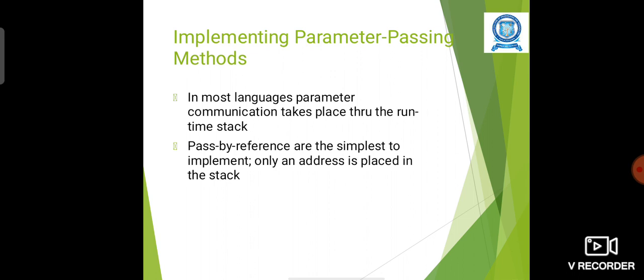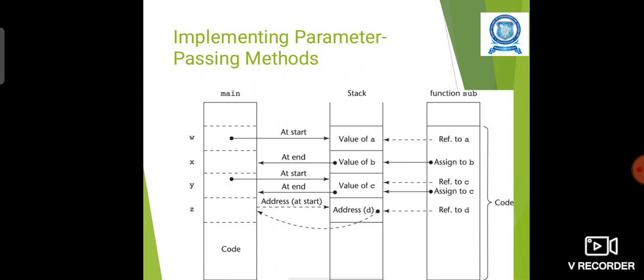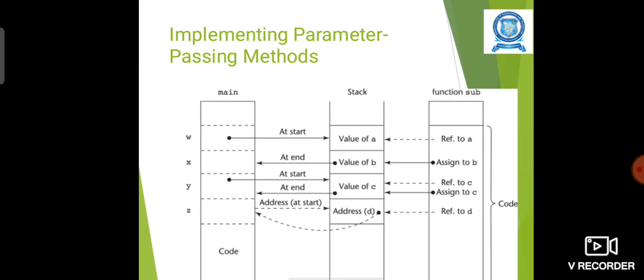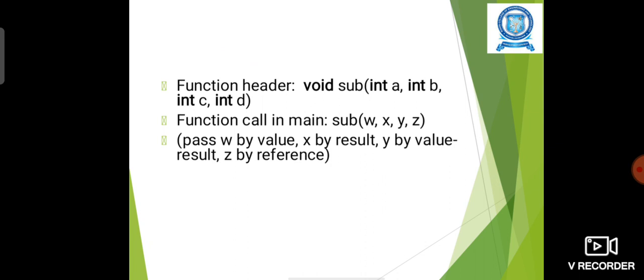In most programming languages, parameter communication takes place through the runtime stack. So in this example, the procedure has the parameters A, B, C, D, and the actual parameters are W, X, Y, Z. Here our function is void sub(int A, B, C, D), and the function call is sub(W, X, Y, Z). These are the actual parameters W, X, Y, Z. Here W is passed by value, X by result, Y by value-result, and Z by reference.